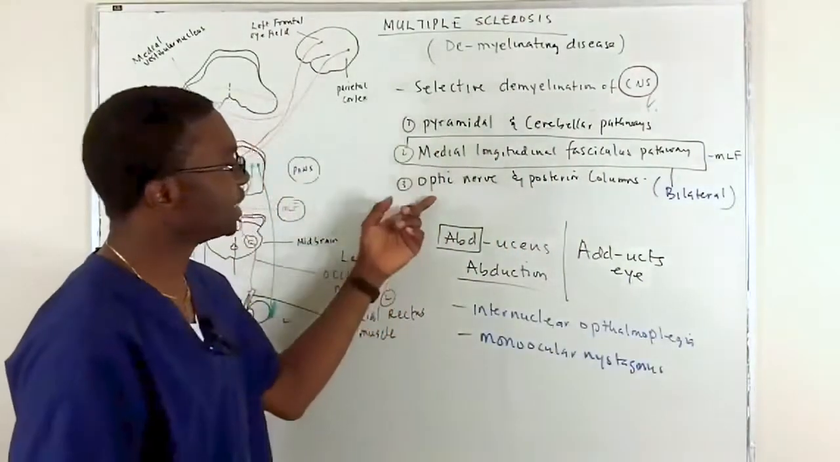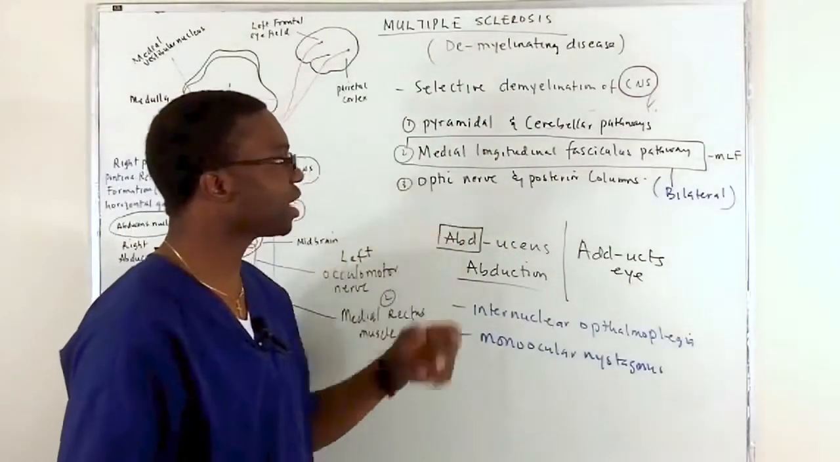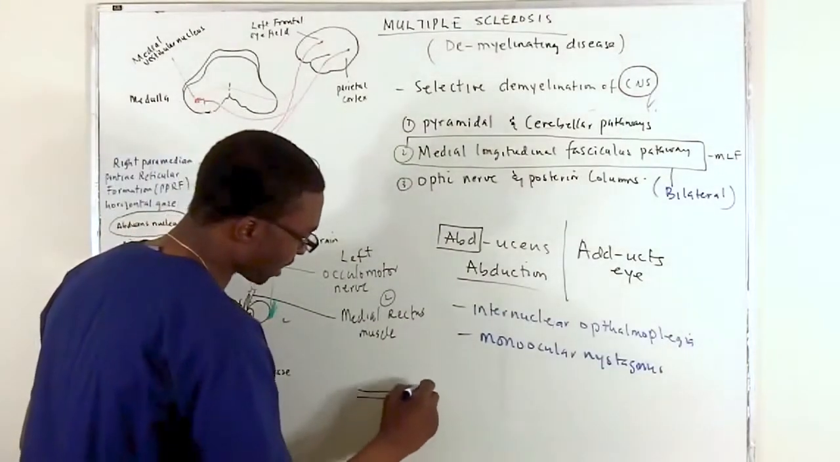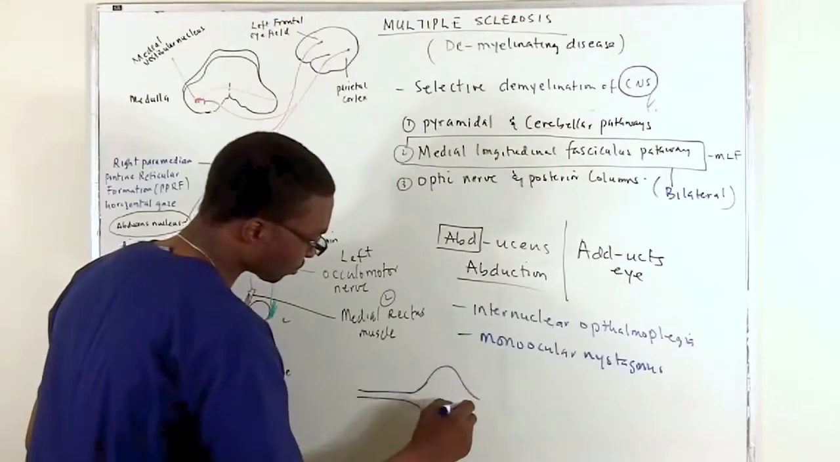Now if they have it, they can have damage also to the optic nerve, right? Remember, the optic nerve is the nerve that goes and supplies the eyeball.